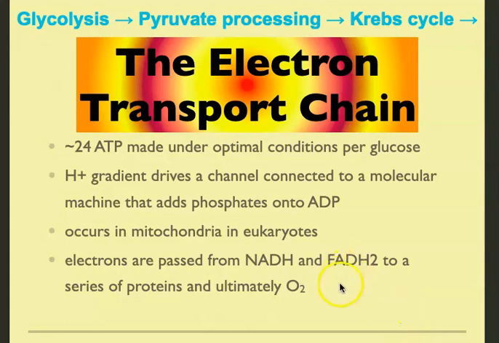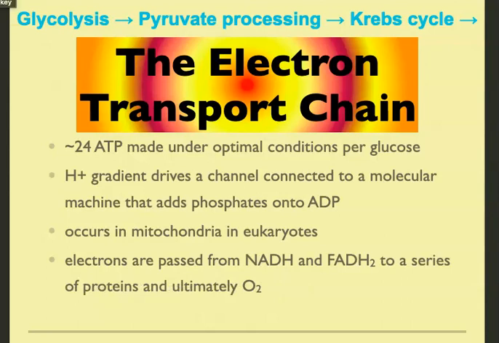So as we've discussed before, the electron transport chain occurs in mitochondria in eukaryotes, and we need that NADH and the FADH2 to be delivered to the electron transport chain. And then ultimately, those electrons are going to be received by oxygen, and that is the reason why we need oxygen to breathe, because that oxygen ultimately is going to be used to accept electrons at the end of the electron transport chain.